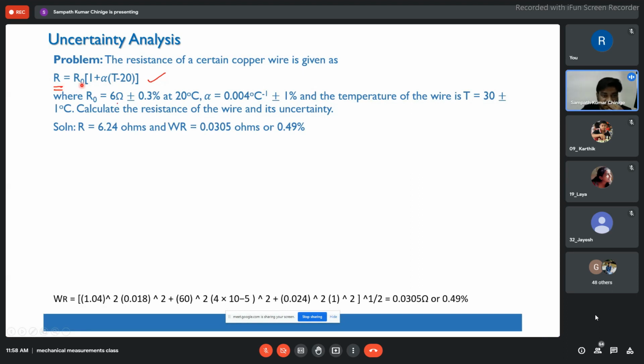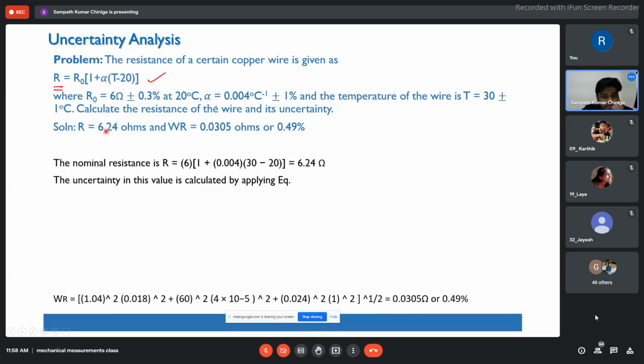And he is giving that R0 is 6 ohms, the mean value he has given, and 0.3% is the deviation. The individual deviation omega is plus or minus 0.3% at 20 degrees centigrade. Similarly, the alpha value is a constant value measured by a measuring instrument. Its deviation is plus or minus 1%. And the temperature of the wire is 30 plus or minus 1 degree centigrade. What is asked is to calculate the resistance of the wire and its uncertainty. So what is the value of R and what is the uncertainty?